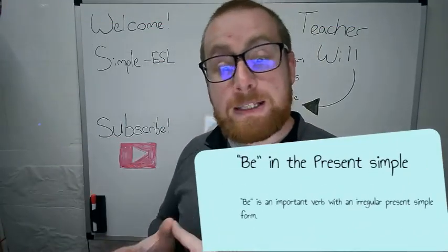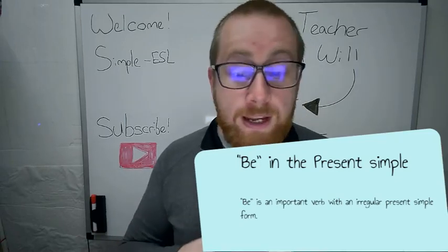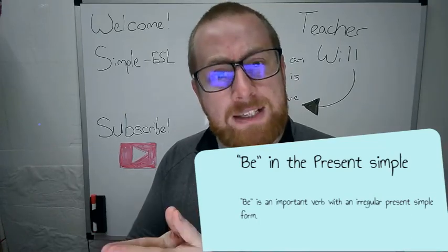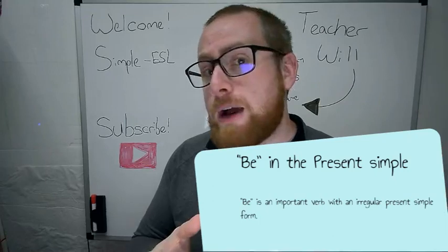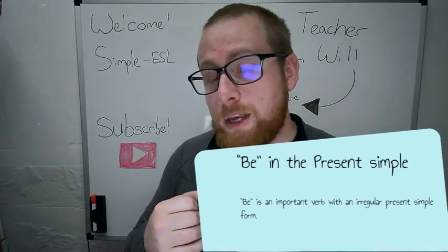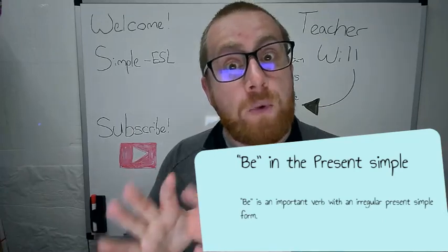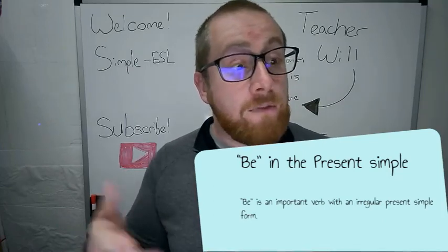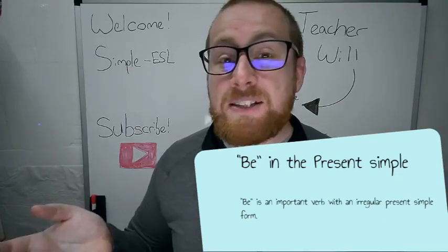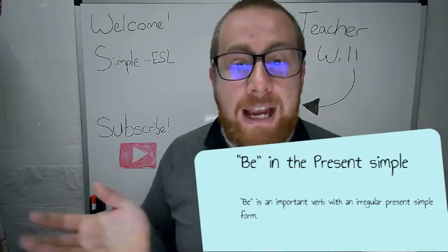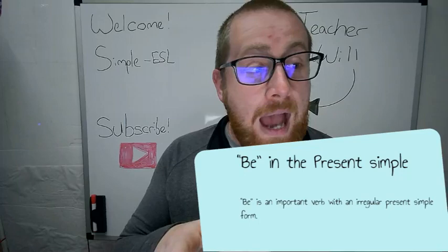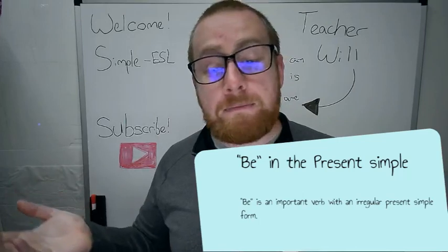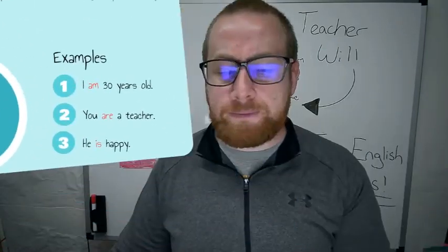Now, be in the present simple is an important verb with an irregular present simple form. We'll learn more about this as we go through the lesson, but basically the pronoun I, you, he, she, this will affect how the verb takes its form and how it will look. The verb to be is used in the present simple tense to describe general truths, states, and characteristics that are always true. And it is also used to talk about routines, habits, and things that are generally true in the present. Let's have a look at some examples.